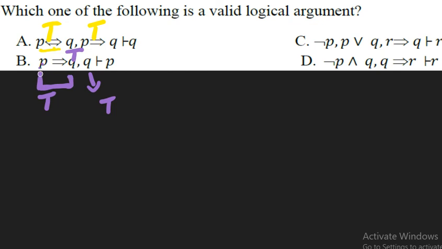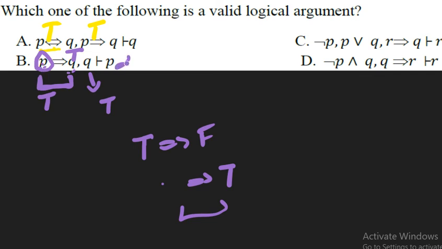P can be true or false. Because if P is true, true implies true gives us true. And if P is false, false implies true also gives us true. Because in the case of implication, the only false case is true implies false. Otherwise, if the conclusion part is already true, the premise can be anything, true or false, for the whole to be true. Here the conclusion Q is true, so we can't say P is always true. So this is not valid.